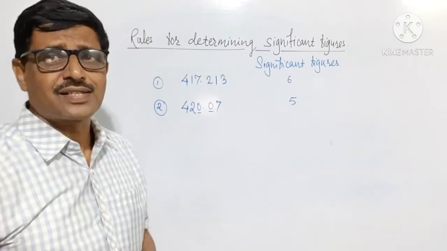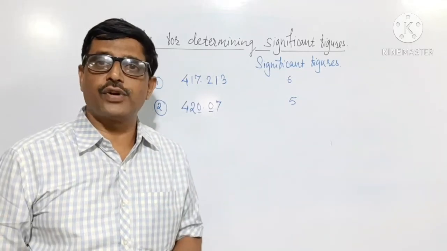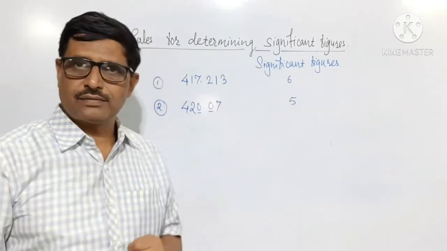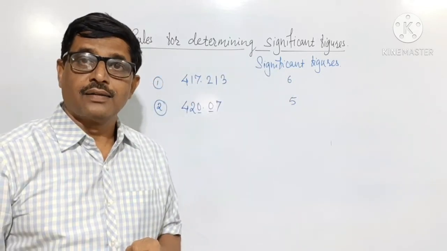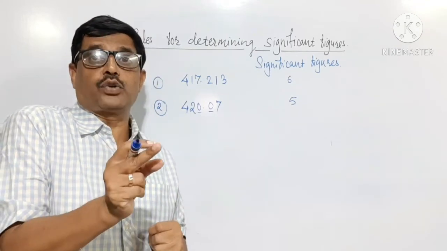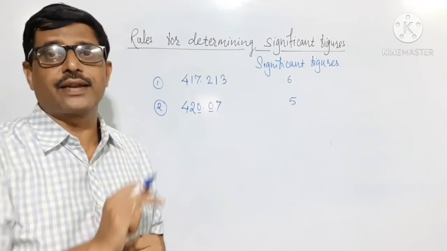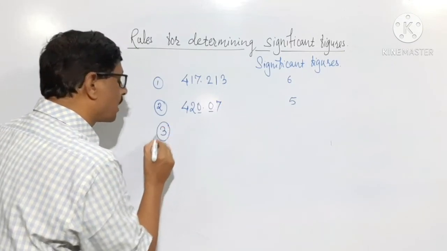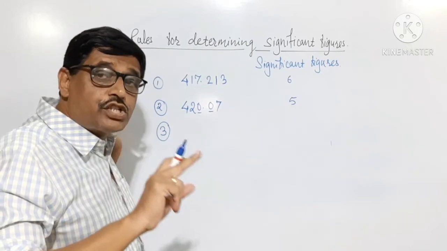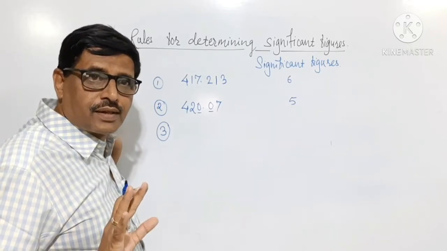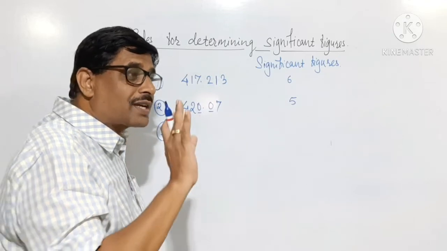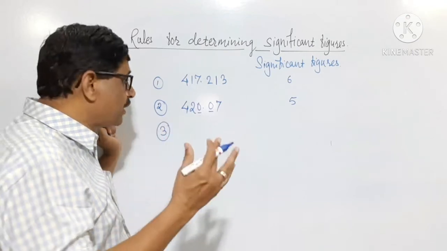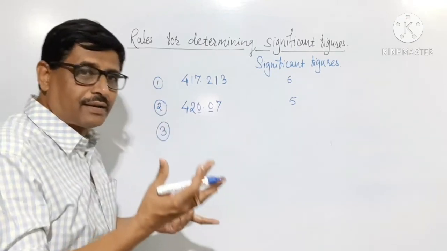Which digits are significant that we have seen in the first two examples? All non-zeros are significant. The zeros which are present between two non-zero digits are significant. Then the third one is the trailing zeros. That is zeros to the right of non-zero number. Trailing zeros are not significant.